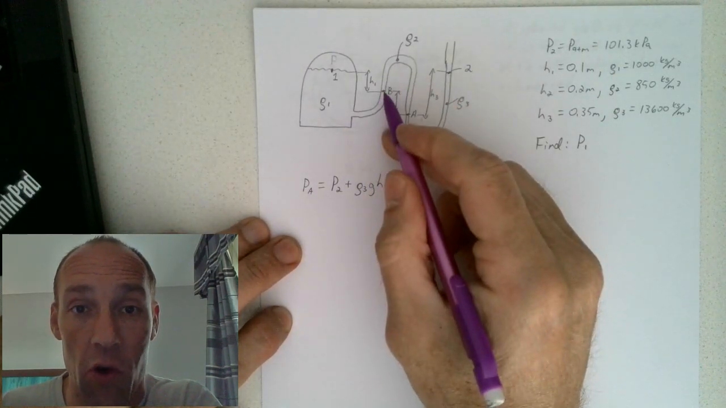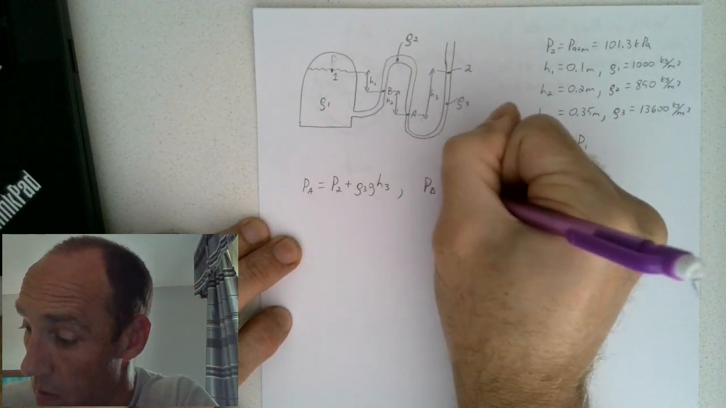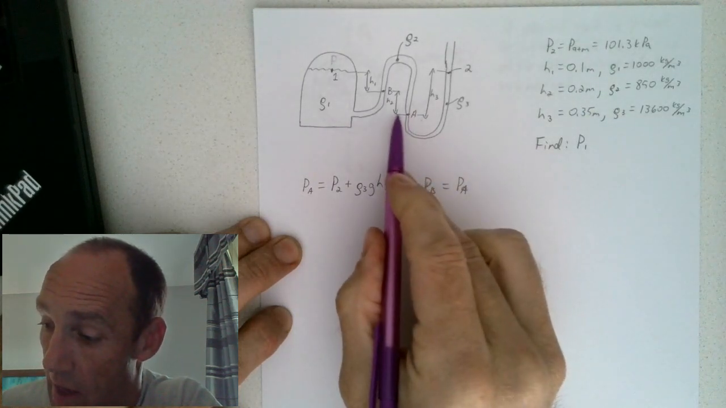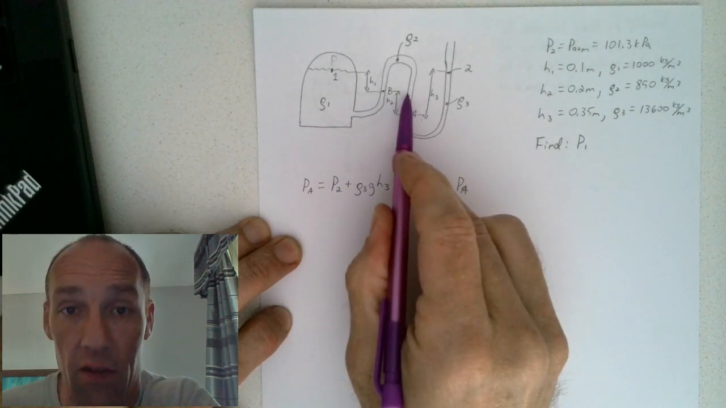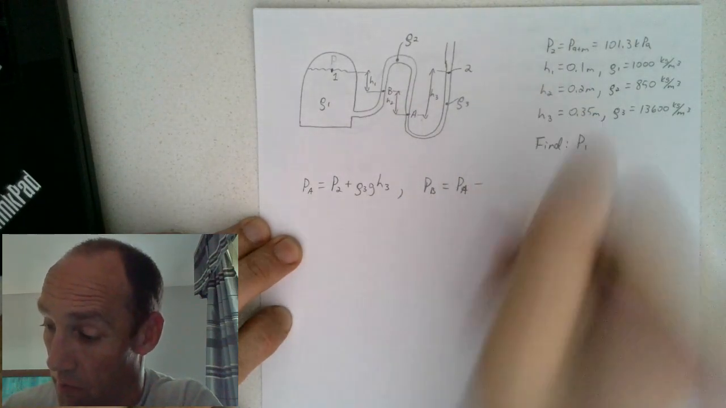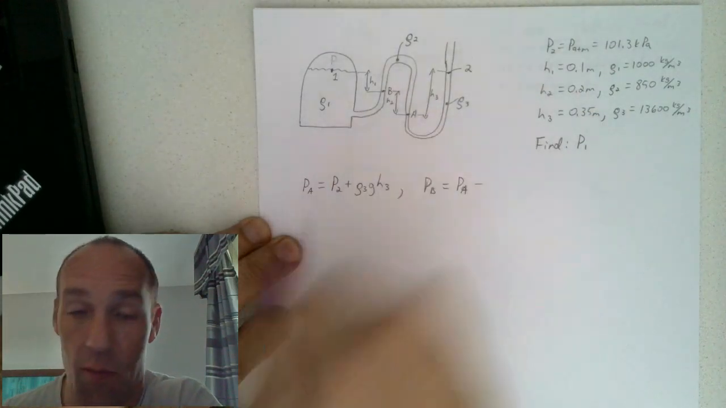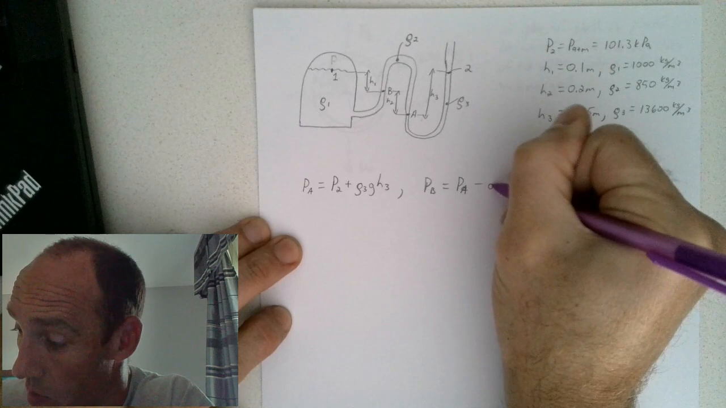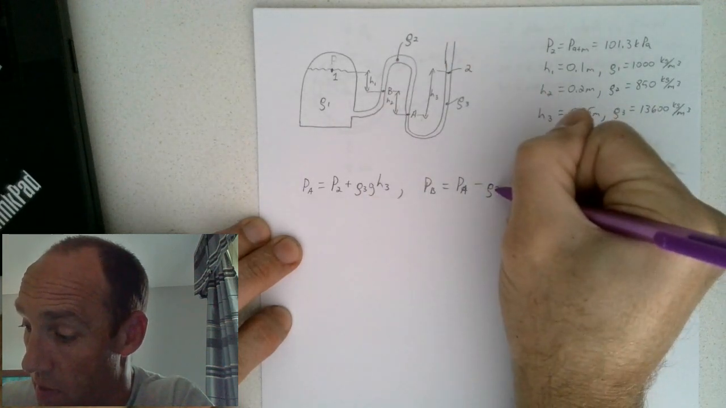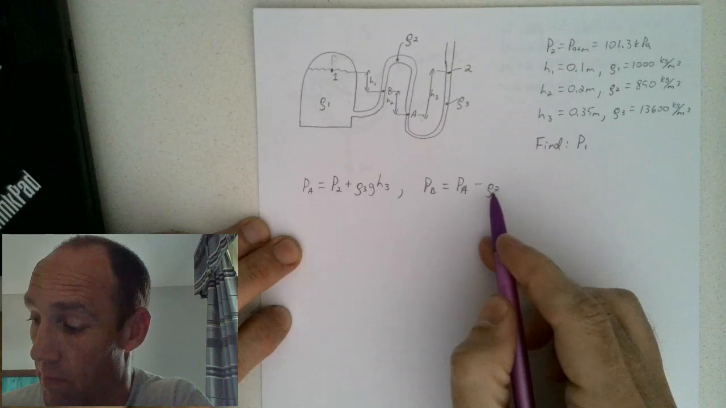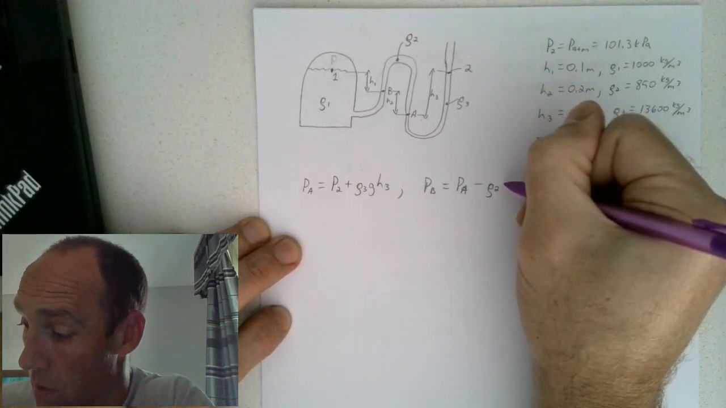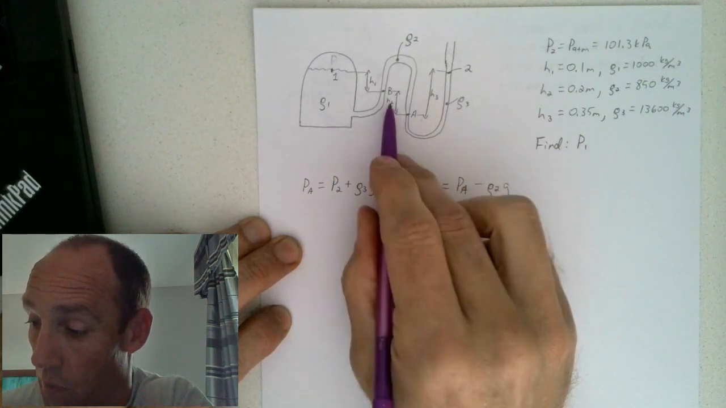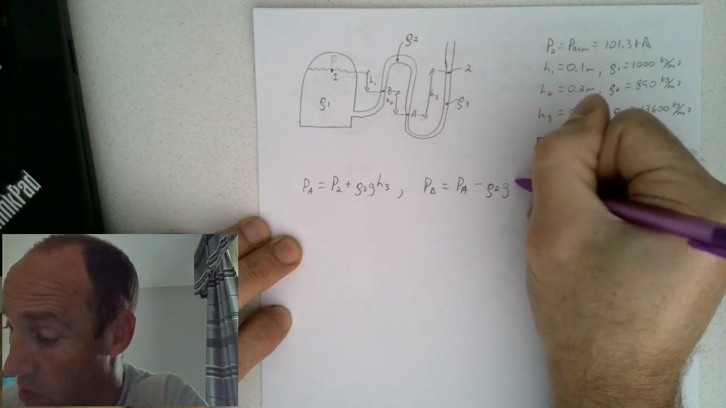Continuing on, we can calculate the pressure at point B. It's going to be the pressure at point A, but in this case we're going up in elevation, so we get a minus sign. The pressure at point B will be less than the pressure at point A. So PB equals PA minus the density of the fluid we're traveling through, rho 2, times g times the change in height, H2.